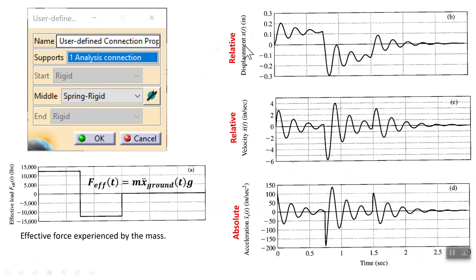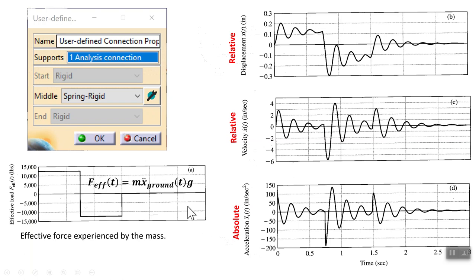Now, this is an example that's taken from Tedesco's book, and these are the plots generated by Tedesco using his homebrewed differential equation solver for single degree of freedom systems. Here is the relative displacement, relative velocity, and this is the absolute acceleration of the floor.